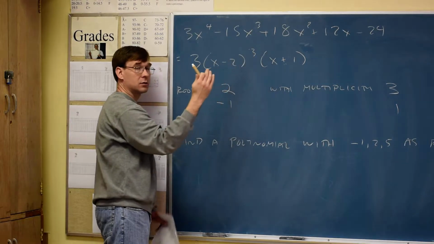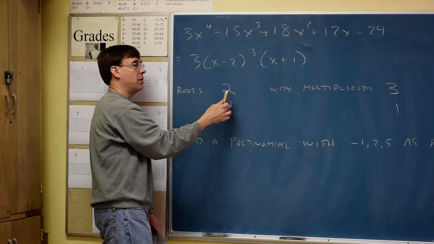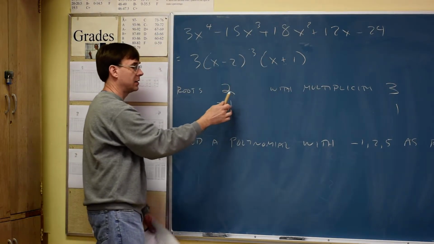Factors are the x parentheses groups. Roots are the numbers that go with them. Just switch the signs to make that transition.